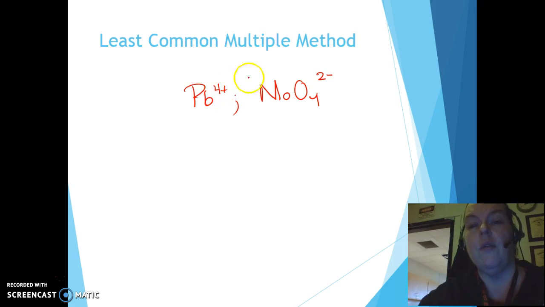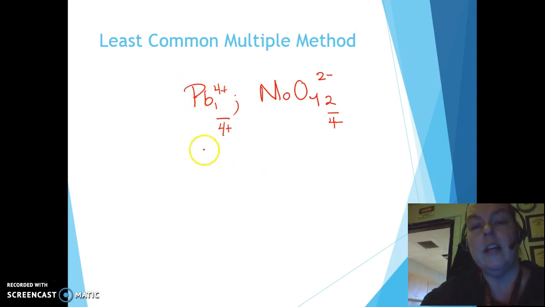Okay, so 4 and 2, the magnitude of the charges. What's the least common multiple between those two? Well, the least common multiple is 4. So I need to lose 4 electrons and I need to gain 4 electrons. What do I need to do here? Well, I don't have to do anything because I should just need 1. So 1 times 4 is 4. But over here, to get negative 4, I have to multiply by 2. Well, you notice I got two numbers next to each other, so that's going to be a little issue there, but we'll take care of it.